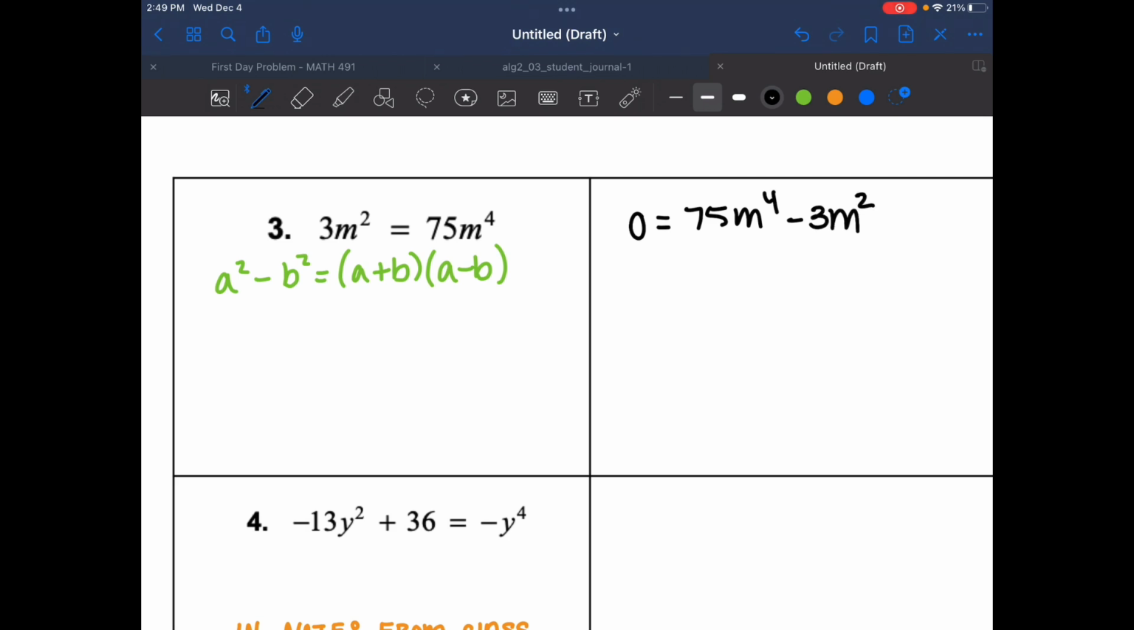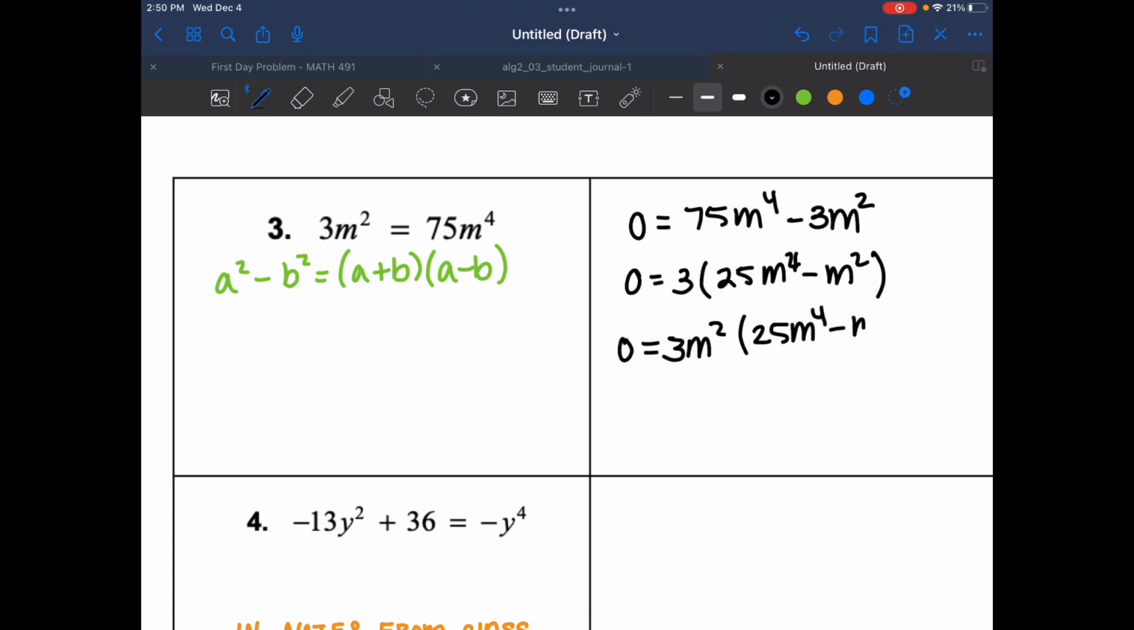Okay, I see that we have a 3 in common. And I also noticed that we have an m squared in common. So let me change this to a 4 real quick, because I forgot to write the 4, I wrote m squared. Okay, so this is going to be 3m squared times 25m to the 4th minus 1.